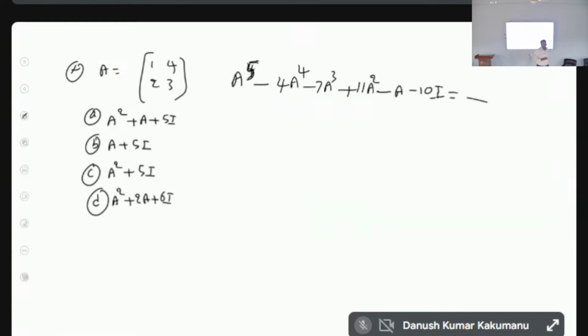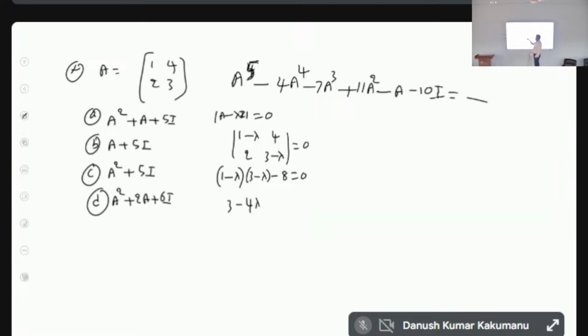Whenever you observe this type of question, you have to confirm it is the Cayley-Hamilton theorem. First of all, write the characteristic polynomial: determinant of A minus lambda I equal to 0. That is (1 minus lambda)(3 minus lambda) minus 8 equal to 0. Simplifying, lambda square minus 4 lambda minus 5 equal to 0.